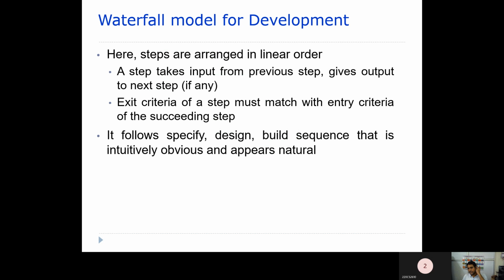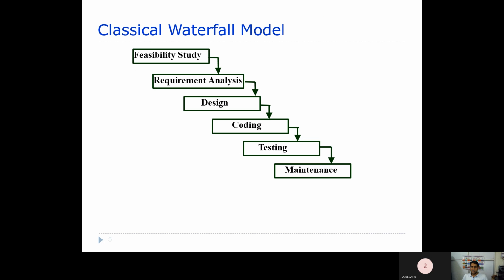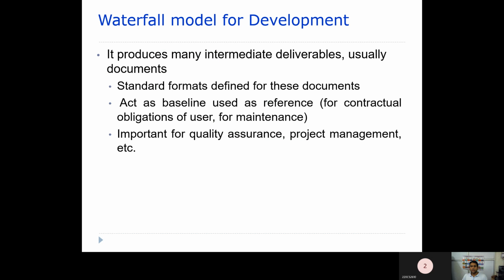It follows a specified design build sequence that is intuitively obvious and appears natural. Okay, so after that, usually we go through a specification. So once the requirements are gathered and specified, then only we are going into designing phase, and then you go into coding phase, and then testing, and finally maintenance. It produces many intermediate deliverables, usually documents.